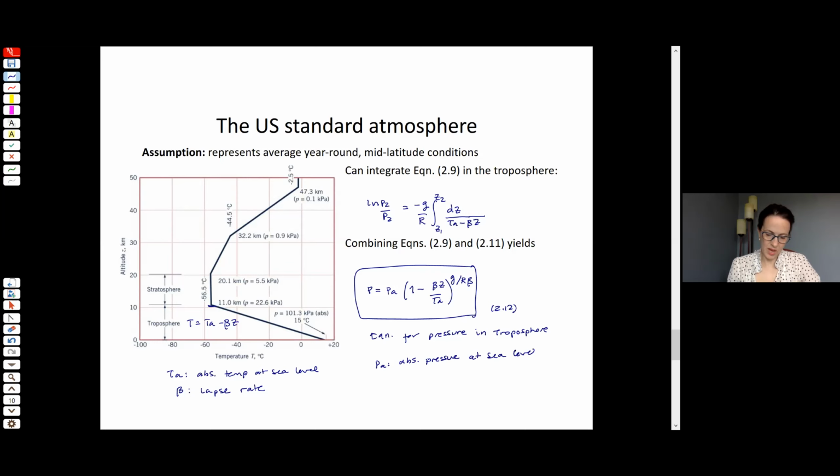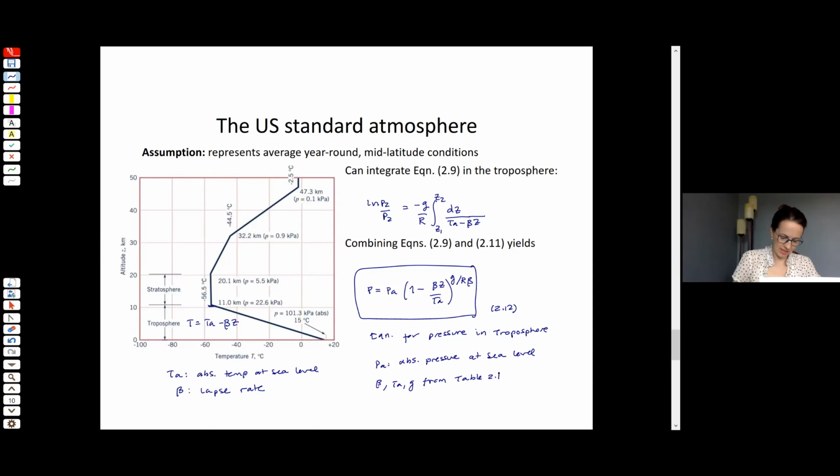And I'll just say that beta, T_A, and g are all taken from table 2.1 in the textbook. And table 2.1 tabulates the properties of the standard atmosphere.